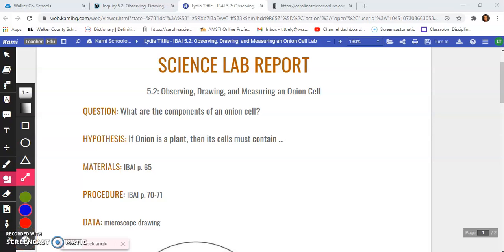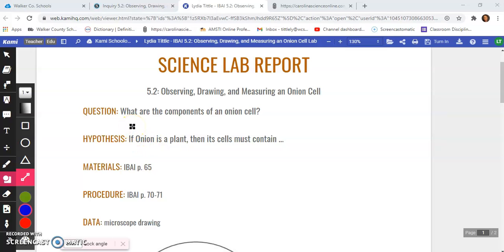Hello students, today we're doing inquiry 5.2. We'll be observing, drawing, and measuring an onion cell. In lesson 5, we are reviewing the parts of the cell. We've already done some of the inquiries for looking at cells under the microscope back in our last unit, but this time we're going to take a different approach and we're going to look at the cells of an onion.